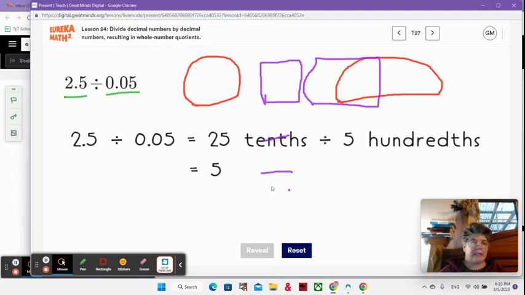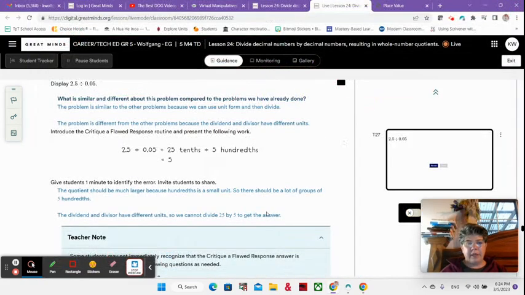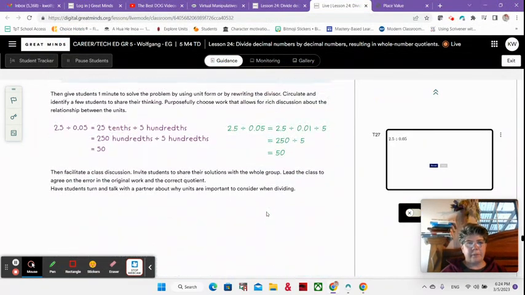But there is an error. So for question number 1 in your Edpuzzle, I want you to tell me what is the error. See if you can figure out what they did wrong here. Put it in Edpuzzle for number 1. All right? Okay, so you put in what you thought in your Edpuzzle. Let me show you how we're going to solve this kind of a thing.